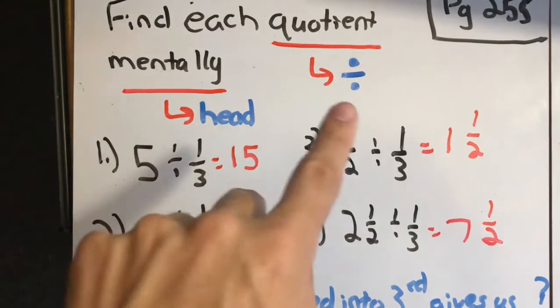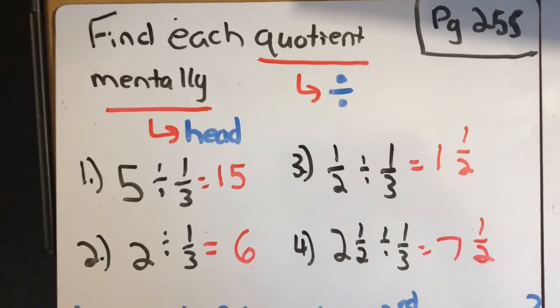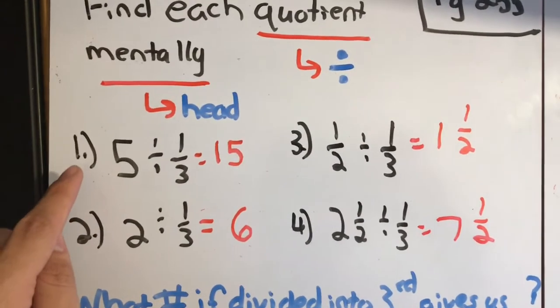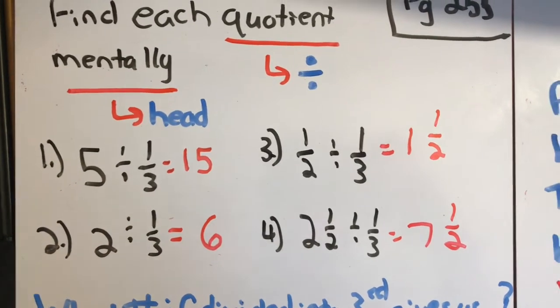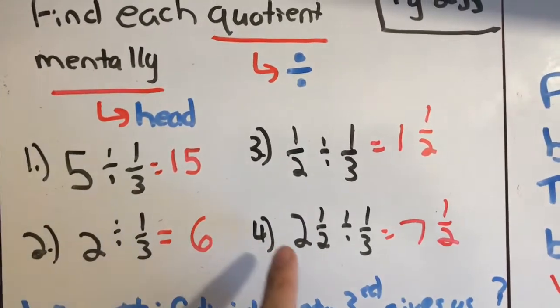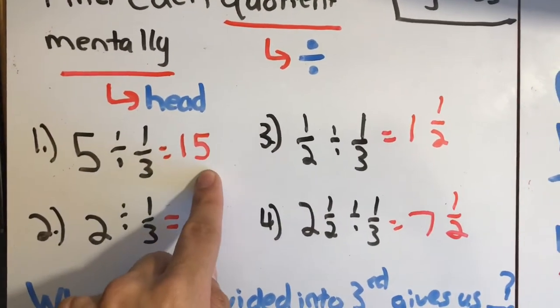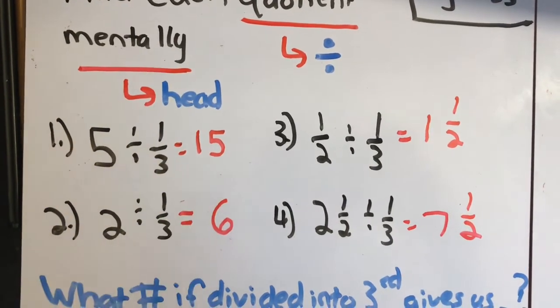For the next one, same thing, break a half into 3 pieces each. You end up with 3/2, and same thing for 2.5 and 1/3. You could also notice that number 1 and number 4 are half of the amount, because 5 and 2.5. 2.5 is half of 5, so the answers are half. 7.5 is half of 15.